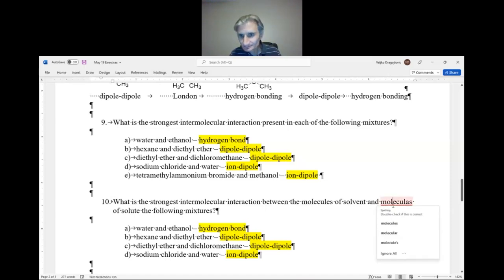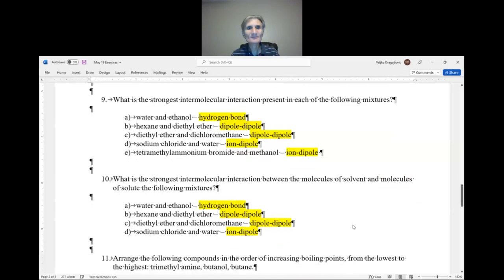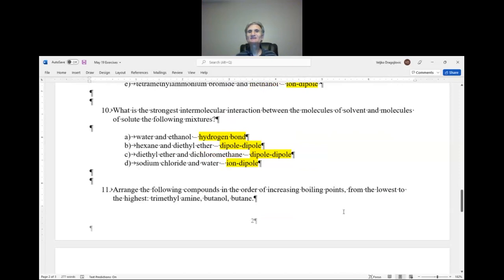Okay. So what is the strongest intermolecular interaction between the molecules of solvent and molecules of solute in the following mixtures? In this case, you're not considering the strongest interaction overall. When one substance is dissolved in the other, and it doesn't matter which one is solvent and which one is solute, you have two pure compounds.